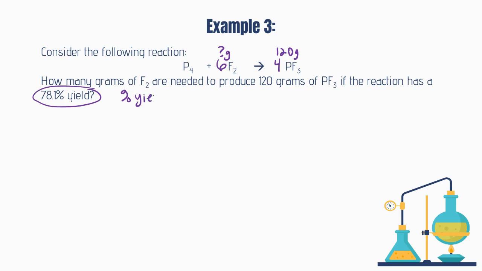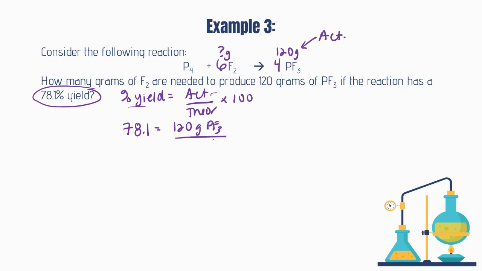The percent yield formula is equal to the actual over the theoretical times 100. Well, what's this number given? This 120 grams. That's for a product, and if it's given, we know that's our actual yield. And we also have our percent. So we know the percent and we know the actual. We don't know the theoretical. So let's plug in and do a little algebra. 78.1 equals 120, and this is grams of PF3, over X.